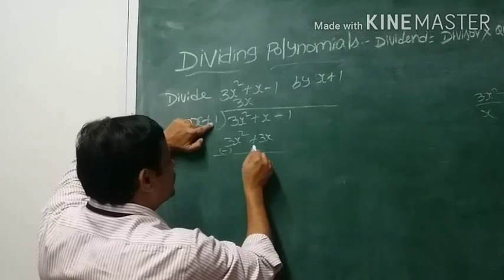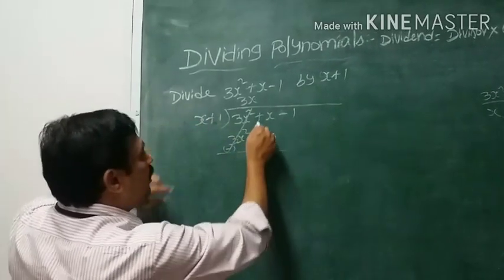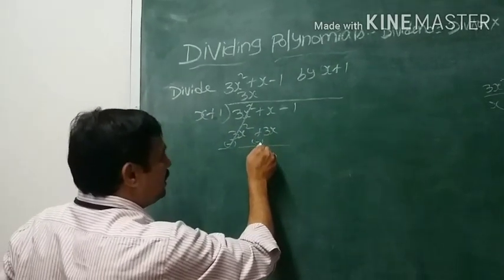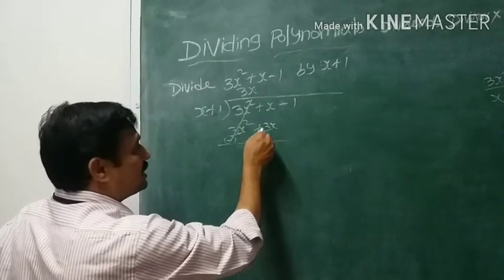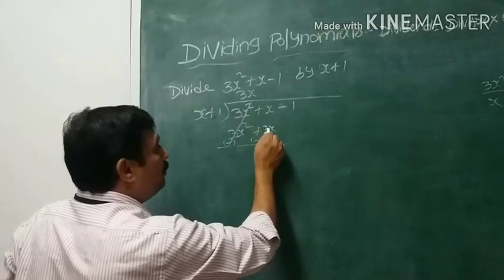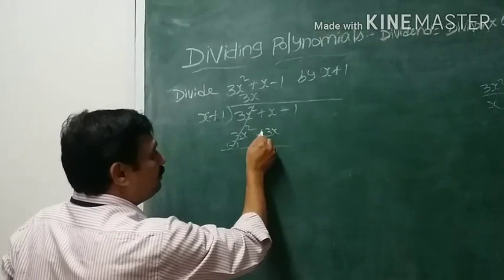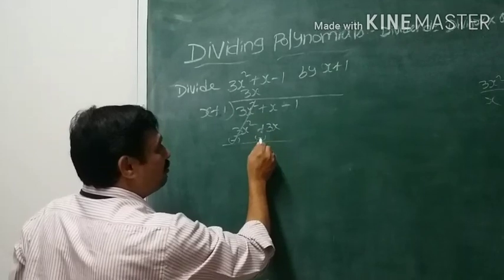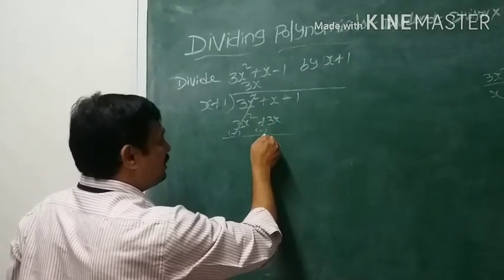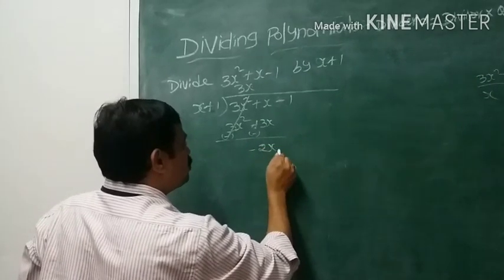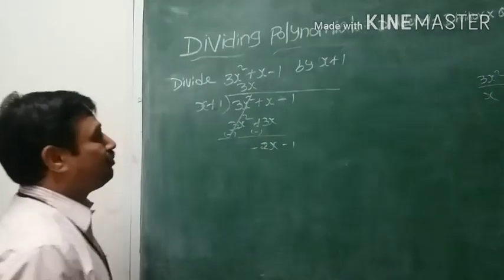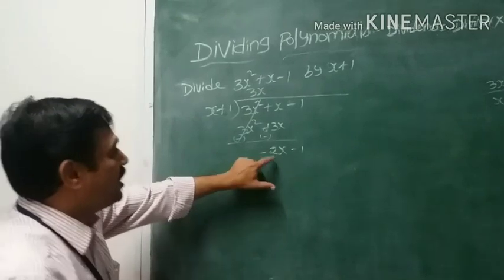Then change the signs. Now this plus becomes minus. So plus into minus, 3 minus 1, 2. Bigger number is in minus. We should not see plus, so this plus becomes minus. So plus into minus, 3 minus 1, 2. Bigger number is in minus. Minus 2x minus 1.